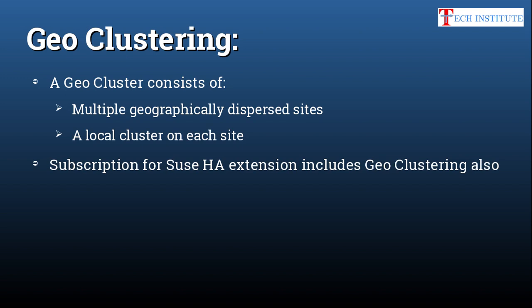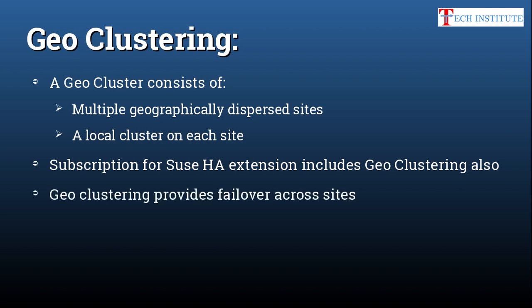And for the subscription for geo cluster, you don't need to purchase anything extra. If you have the HA extension purchased already, that includes geo clustering also. Geo clusters provide you the capability of failover across sites. So if you have some issue in the Kolkata site, you can always fail over to the London site. That is possible because of geo clustering.